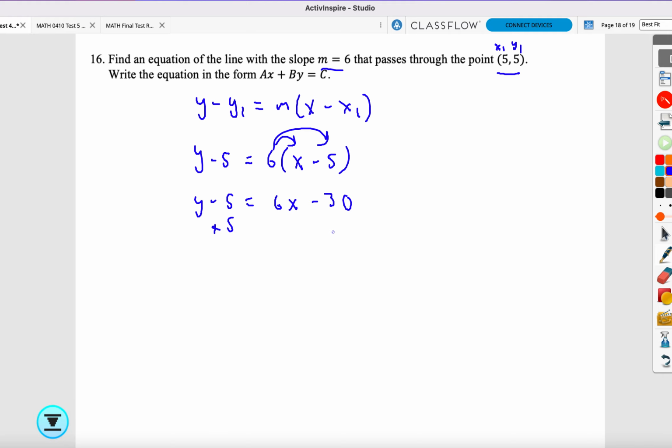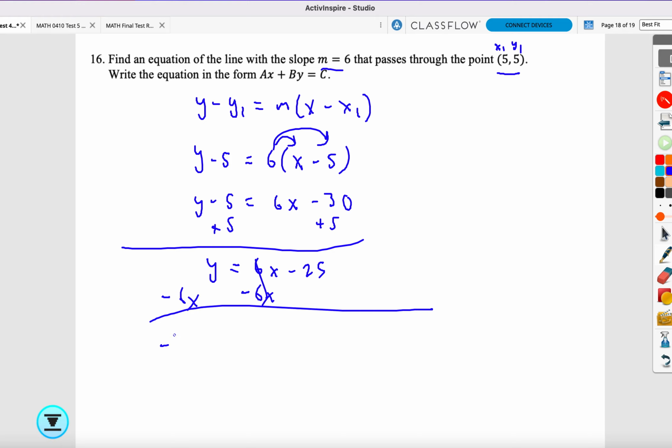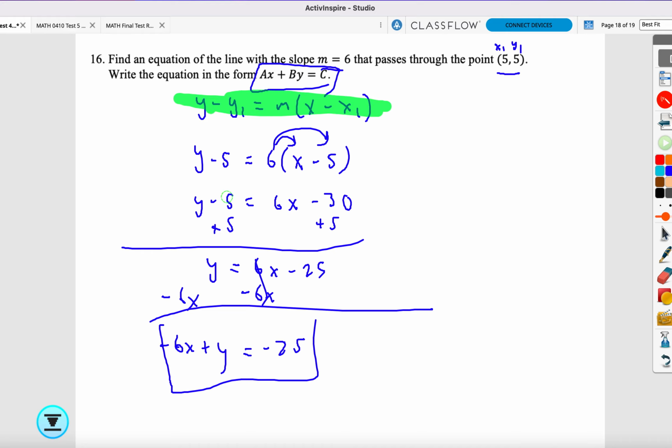I'm going to add 5 on both sides to get y by itself. So then I get y equals 6x minus 25. But I want it in the form ax plus by equals c. We need to move 6x over here. So it'll be minus 6x on both sides. So then I get negative 6x plus y equals negative 25. And we're done. It is in this form here. So we plug into this formula first, right? The point-slope formula. We get y by itself, and then we move the x over. And we're done.